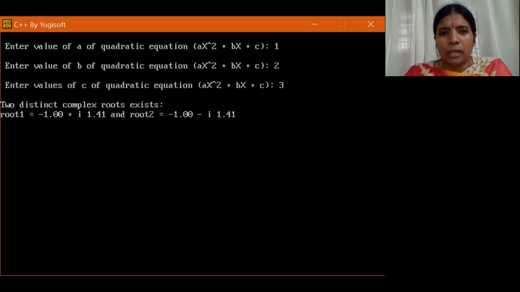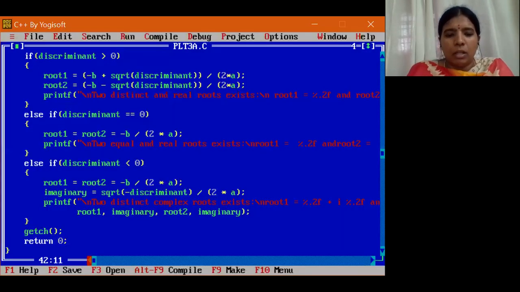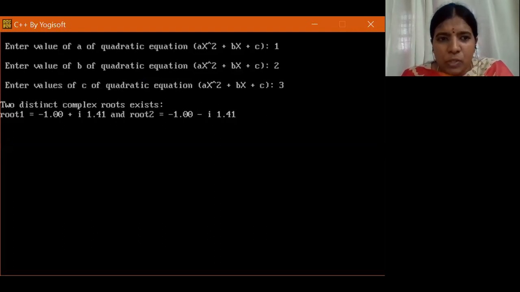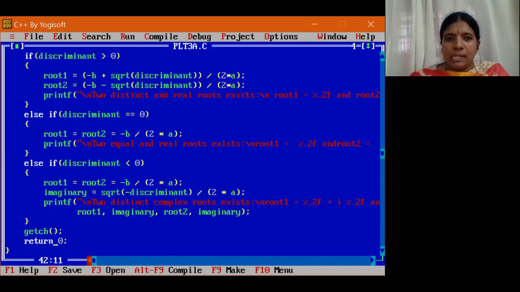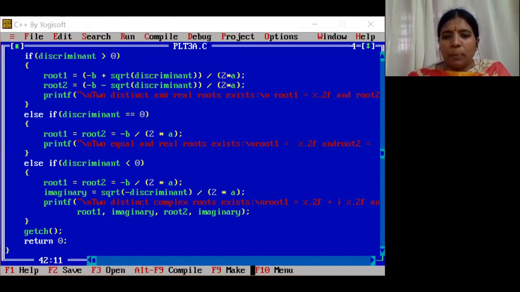So let's do it again for some imaginary roots: 1, 2 and 3. Yes, here it is. These are my imaginary roots: minus 1 plus i 1.41 and minus 1 minus i 1.41. So this is how we can execute all the three possible cases, and this is how all of us can implement the roots of a quadratic equation. Take time, try to do it yourself and try testing all the possible cases.